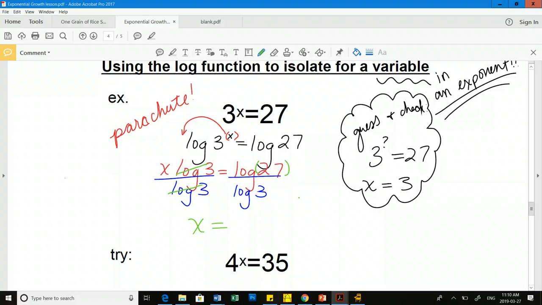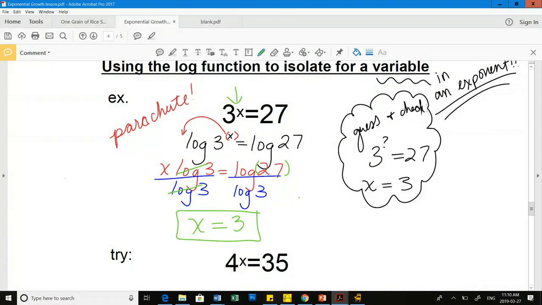We should get 3 because we guessed and checked and we got 3. So that's good. And then I can always do a quick little check just to make sure I got the right thing by subbing this back into my original equation for the x here and seeing if 3 to the exponent 3 does in fact give me 27. That should tell me that I got the right answer.